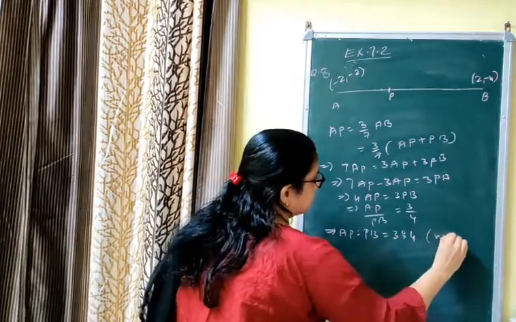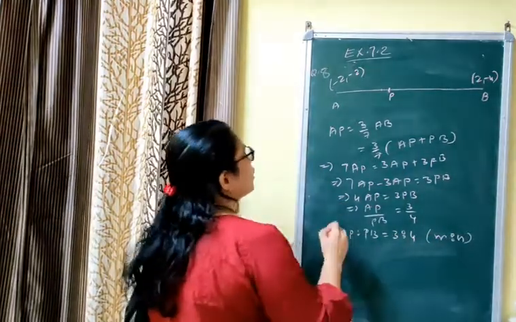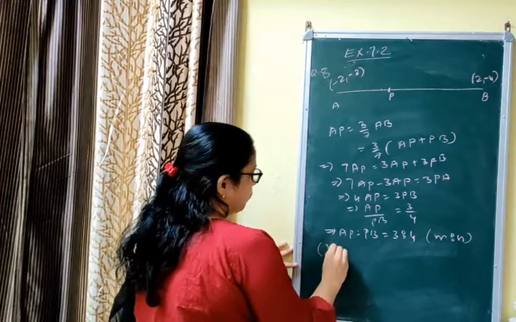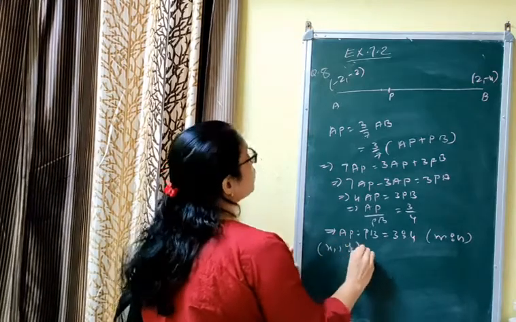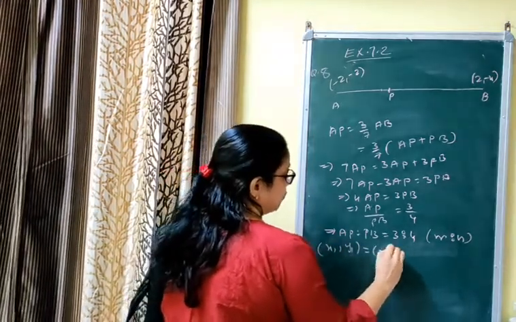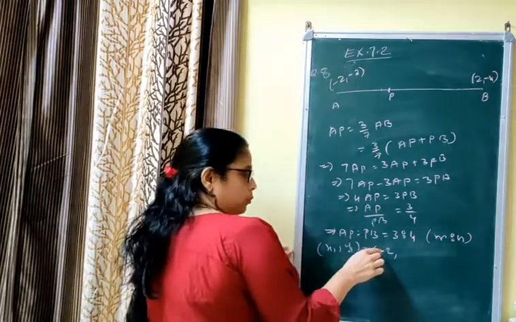This can be considered as m : n. Now x1, y1 is in the section formula, for not losing marks.